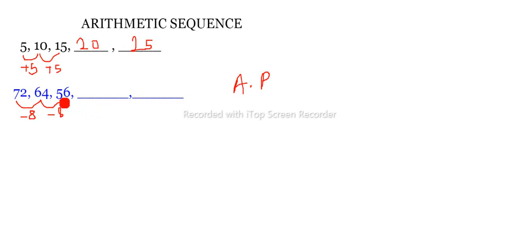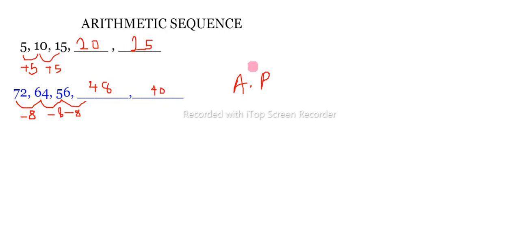So what do you think the next term will be? How do we get the next term? We also subtract 8 from 56. If we subtract 8 from 56, that will give us 48, right? Good. Then the next one will give us 40. Do you get that?